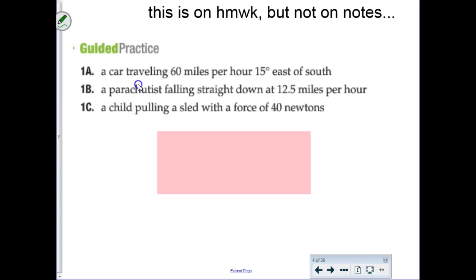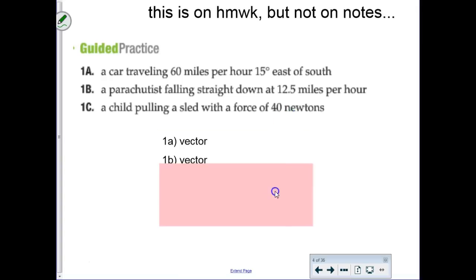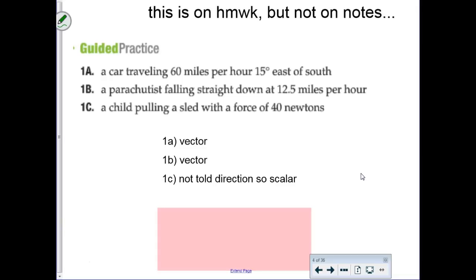So what do you guys think about this one? A car traveling 60 miles per hour headed 15 degrees east of south. That's a vector, right? It has direction and magnitude. A parachute is falling straight down at 12.5 miles per hour. That's also a vector, the falling straight down, the gravitational pull there. A child pulling a sled with a force of 40 newtons. They gave me the force that they're pulling the sled with, but they didn't tell me at what angle to the ground. So they're going to claim, I think, yep, this is a scalar.